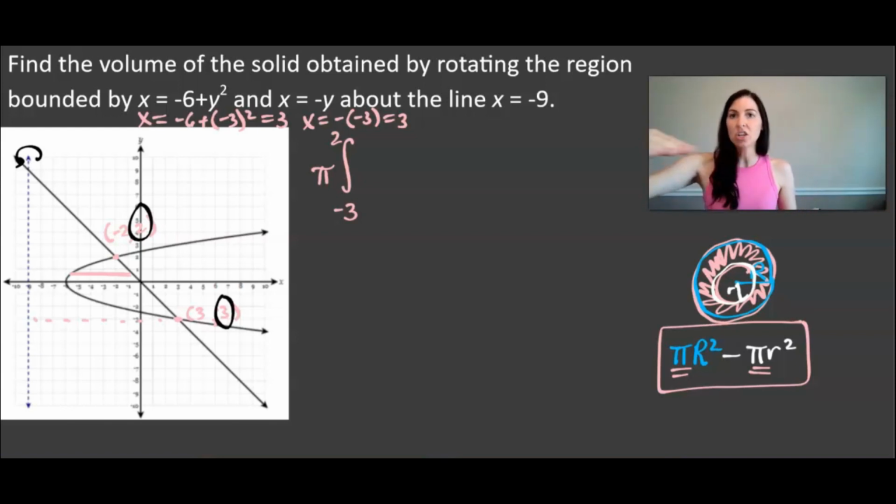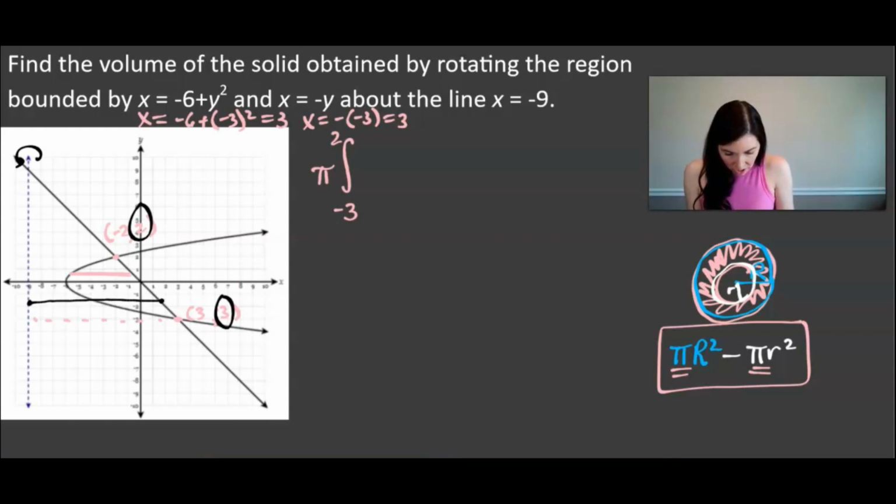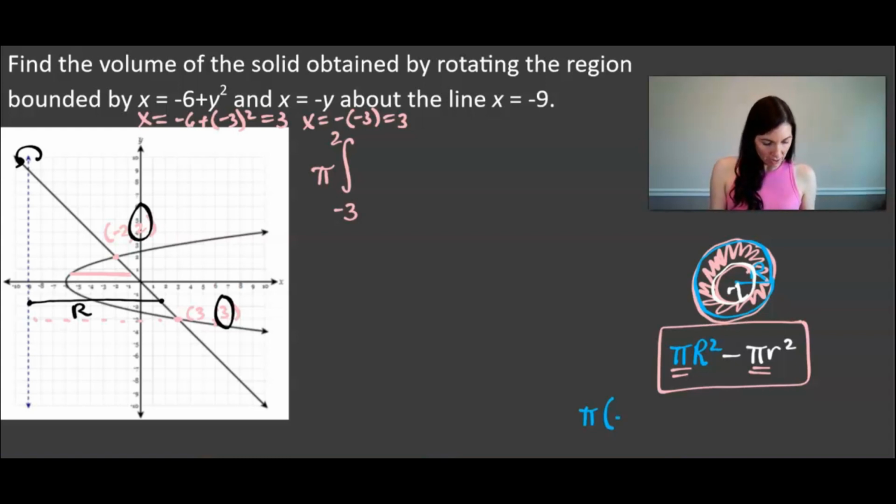So if I rotate this region around this vertical line, capital R, or the outside radius, is going to be from the axis of revolution to the outside function. That's going to be capital R. So if I put the pi here, capital R is going to be the difference of those two functions, or the linear function, which is -y, minus where the axis of revolution is, which is -9. So I'm subtracting a -9, which is going to change to a plus.